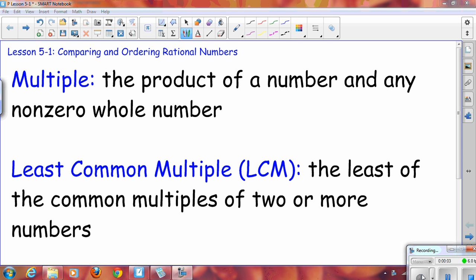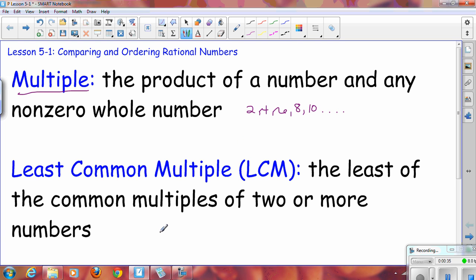Hi, today we're going to do lesson 5-1, comparing and ordering rational numbers. A couple of things that we are going to learn about. Multiples. A multiple is the product of a number and any non-zero whole number. So for example, the multiples of 2 are 2, 4, 6, 8, 10, and they keep going. Okay, so multiples are when you multiply a number by something.